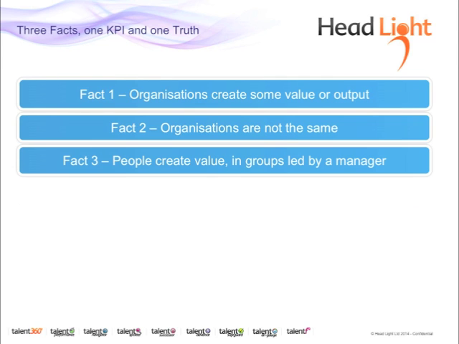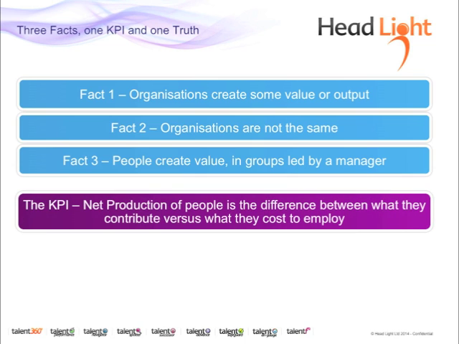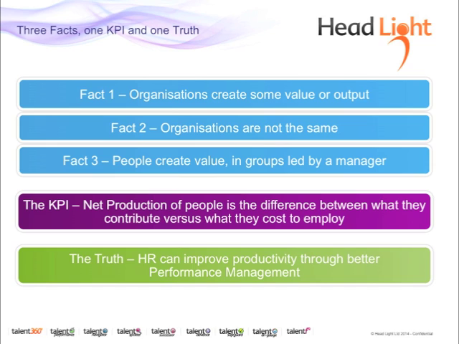Okay, so just to recap on them then, so here are our 3 facts around organisations creating some quantifiable value or output, there being some material differences between organisations. It's really people that create this value, not assets or capital equipment or anything else, and they're organised in groups led by a manager. What we're trying to influence here is the net production of people. If we can have people producing more for the same, then we are improving the performance of our organizations. And finally, HR needs to believe that it's through its actions that better performance management can come about.